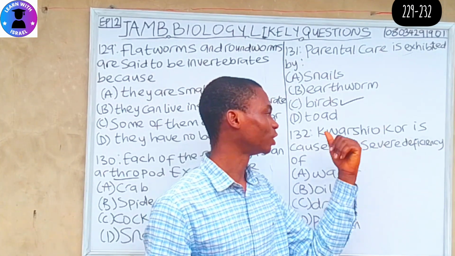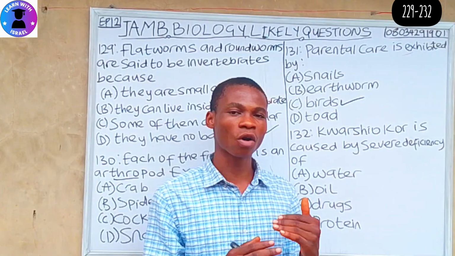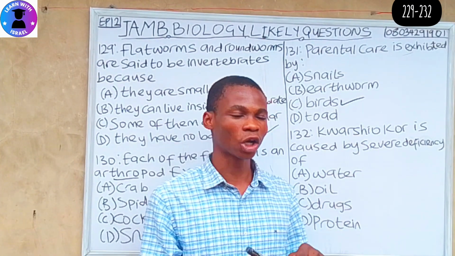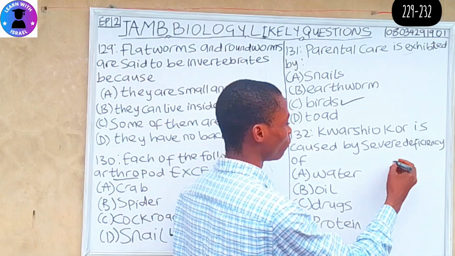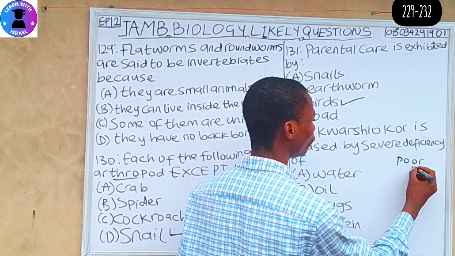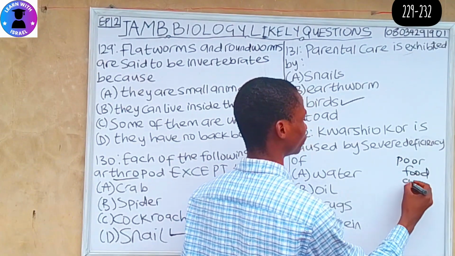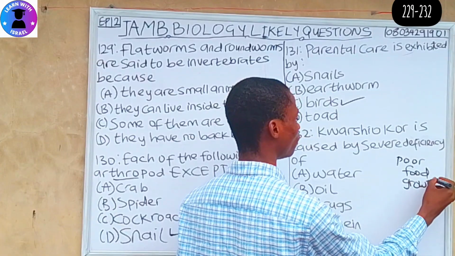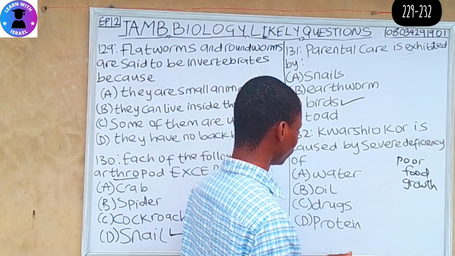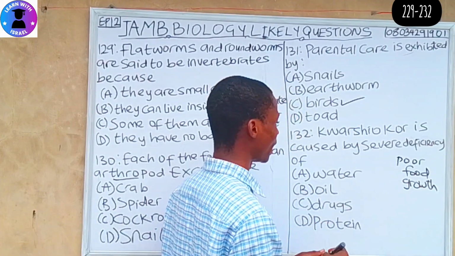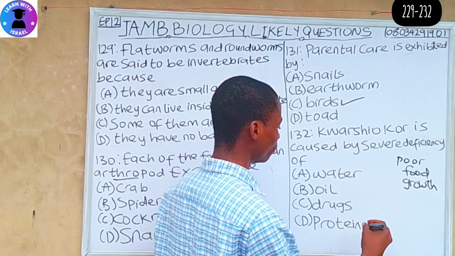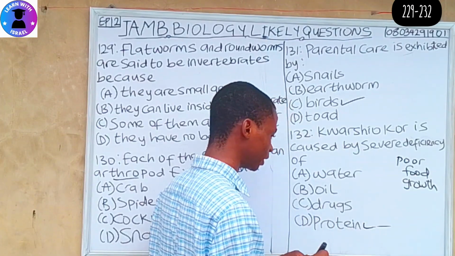leads to kwashiorkor, and it mainly occurs in children because of poor food growth. So it is mainly caused by severe deficiency of protein.